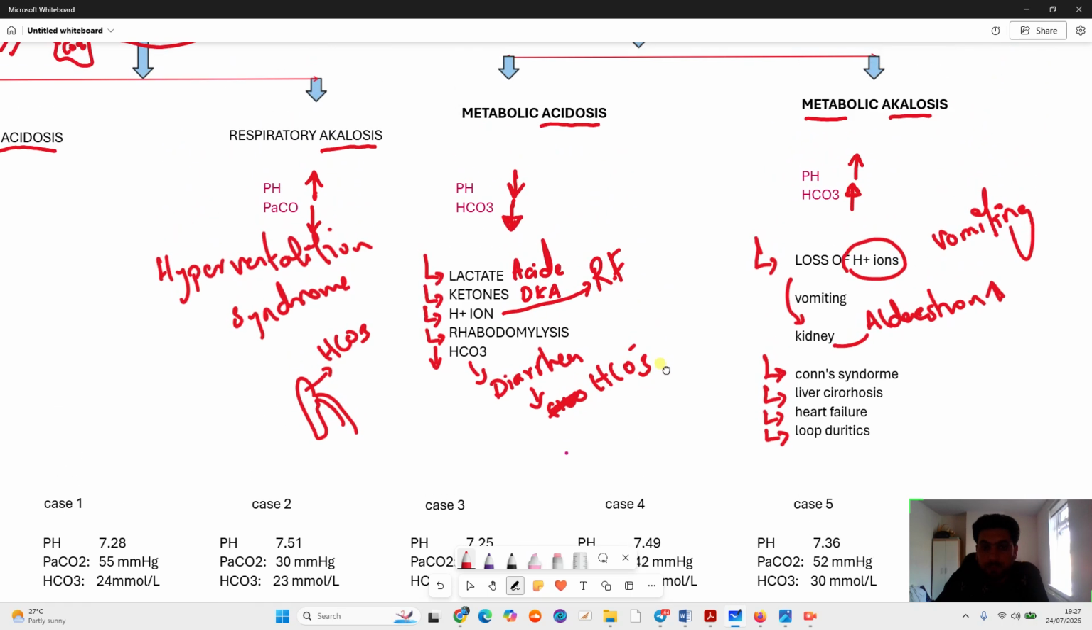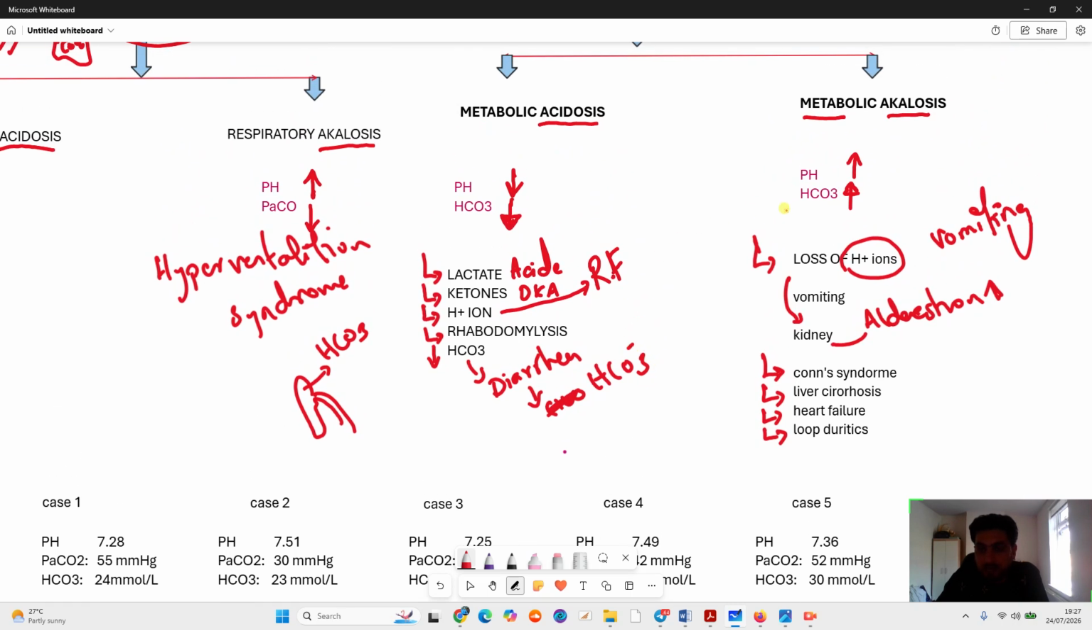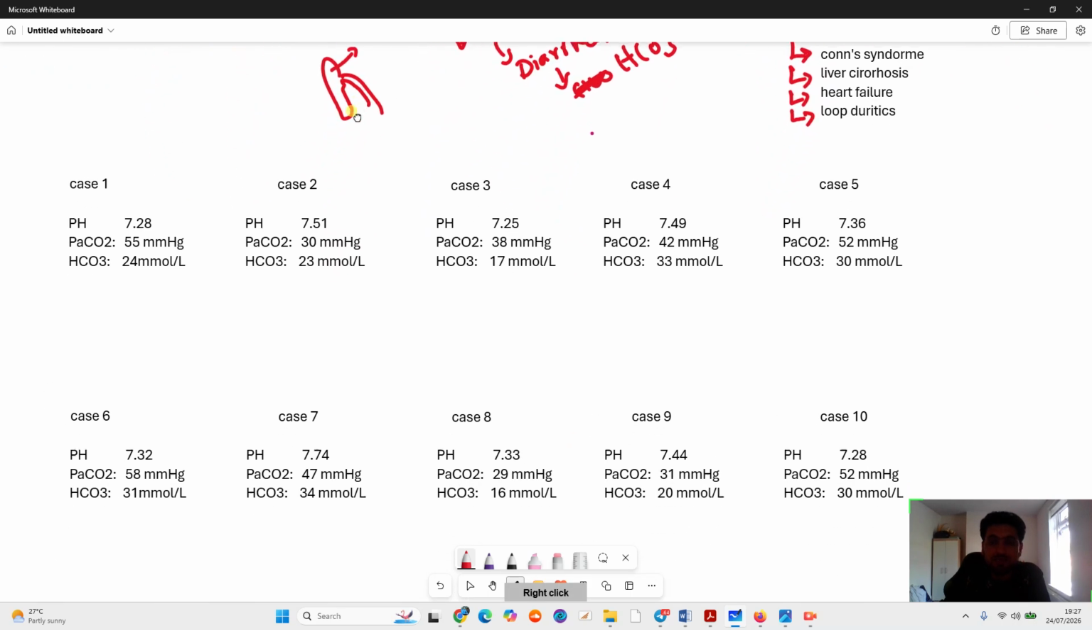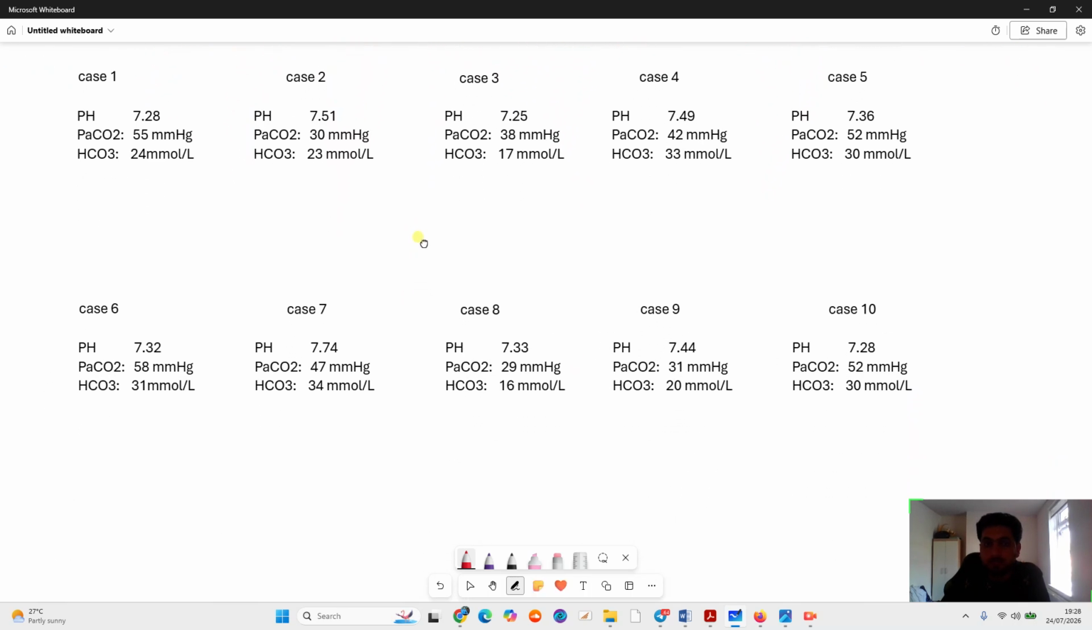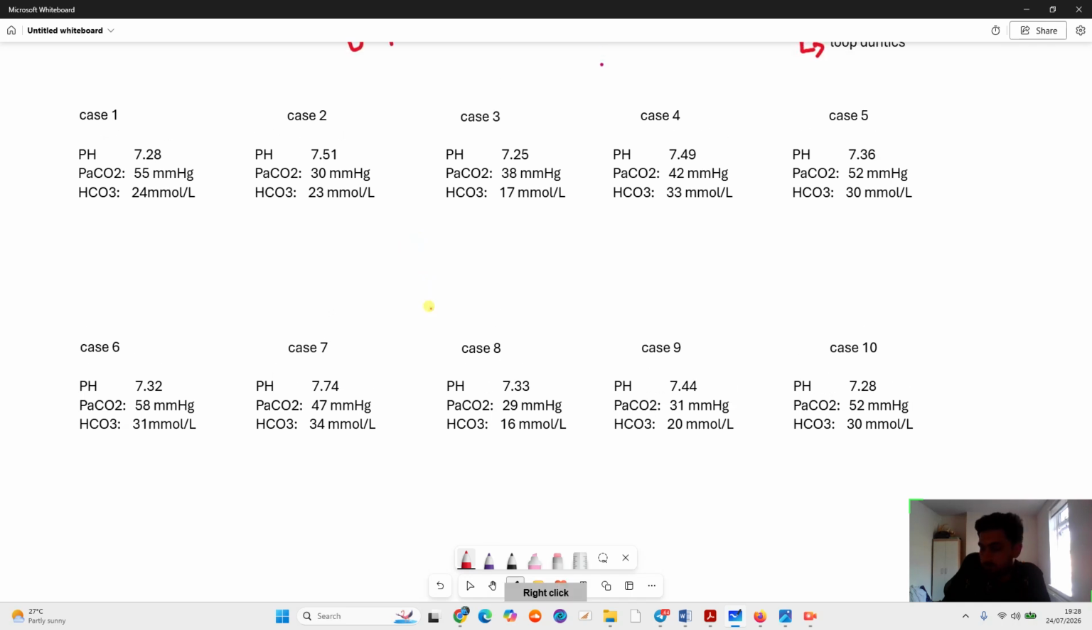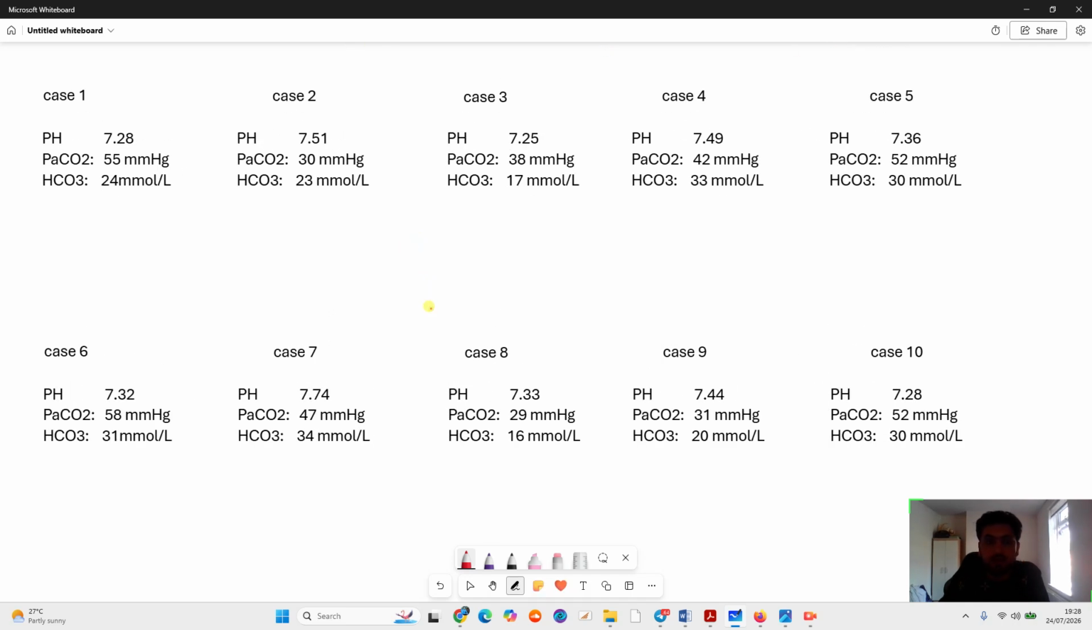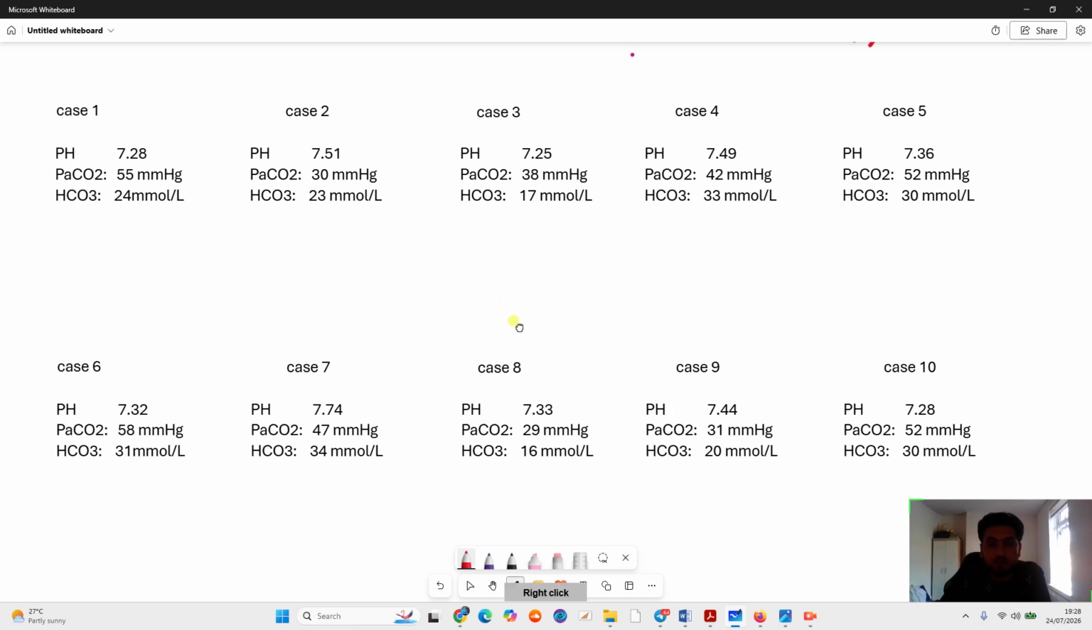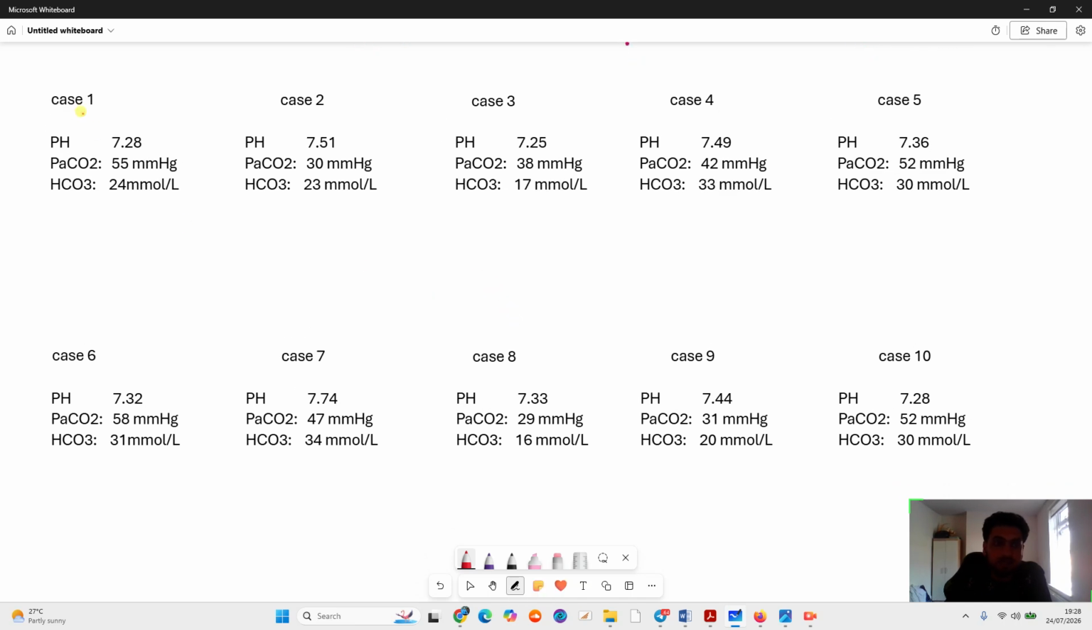So now we approach the cases, but you have to memorize these parameters. In metabolic, we look for the pH and bicarbonate, in respect to pH and carbon dioxide for respiratory. So let's approach 10 cases to see how we will find out.